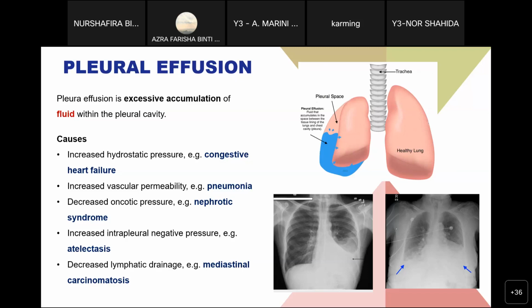A few causes of pleural effusion are increase in hydrostatic pressure, such as in congestive heart failure; increase in vascular permeability, such as in pneumonia; decrease in oncotic pressure, such as in nephrotic syndrome, where we lose a lot of albumin and oncotic pressure decreases; increase in intrapleural negative pressure in conditions such as atelectasis; and decrease in lymphatic drainage, such as in mediastinal carcinomatosis.